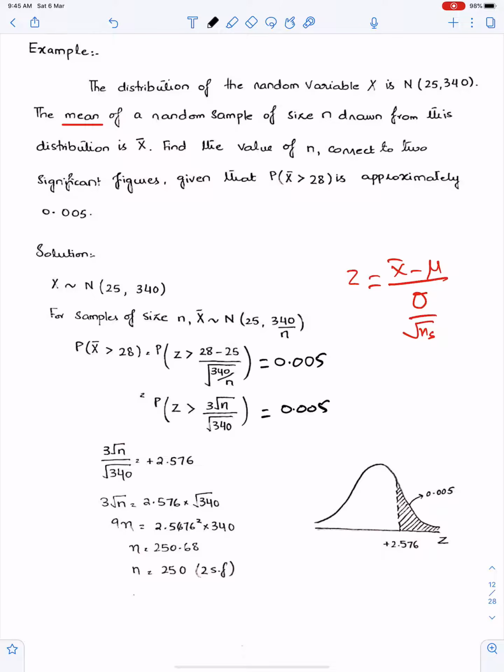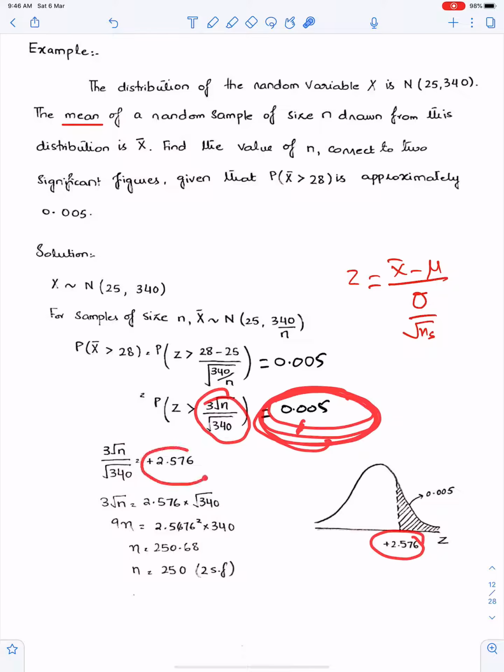You all know how to find inverse. When we have a greater sign, we shade in this way. So this is the required area, and you have two options. You can either use a calculator to get this value, or you can use the table for inverse normal. This is a question of inverse normal. So the corresponding value of z for this area is 2.576. So you need to equate this to 2.576, and the value of n is 250.